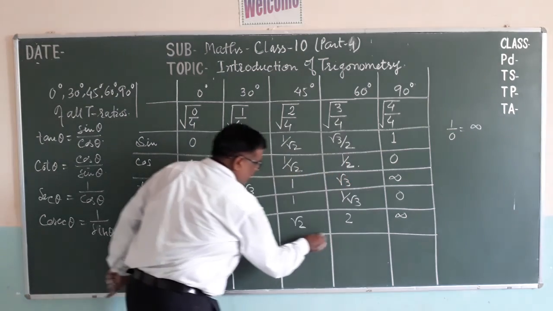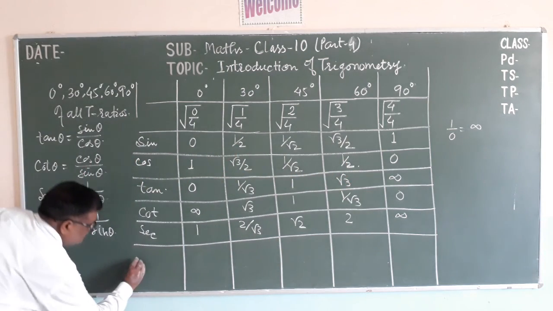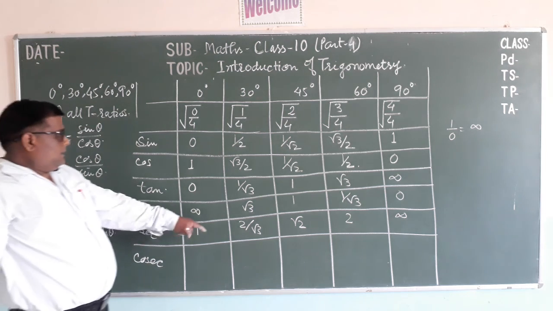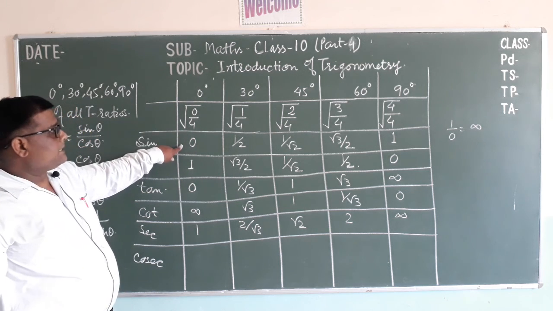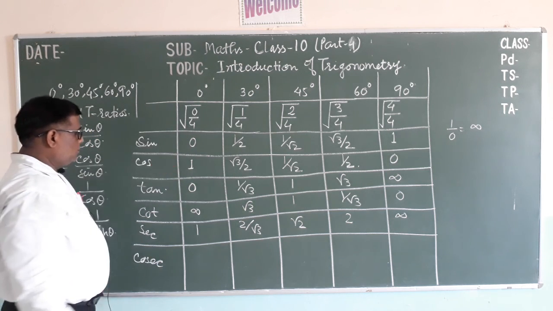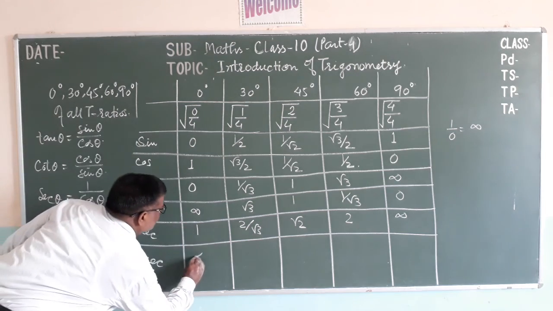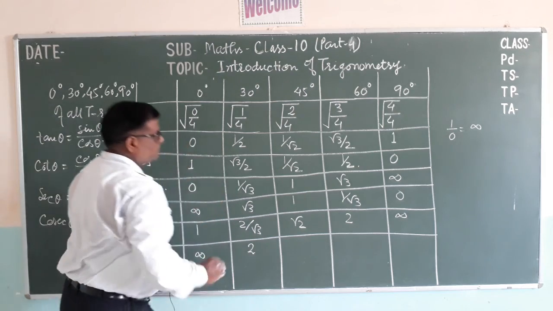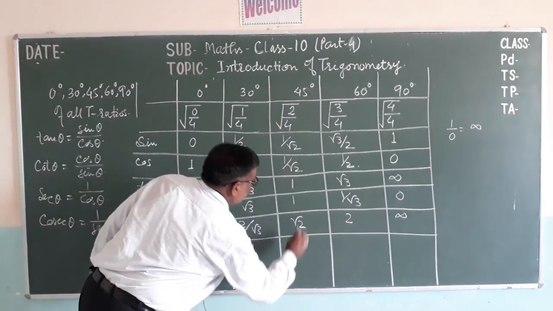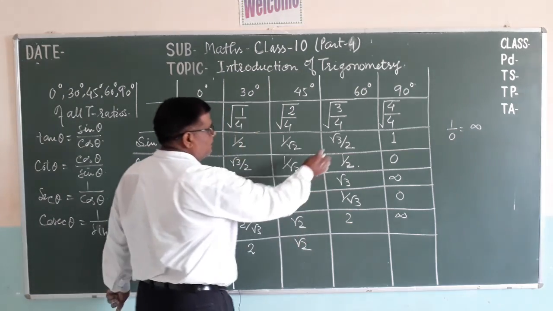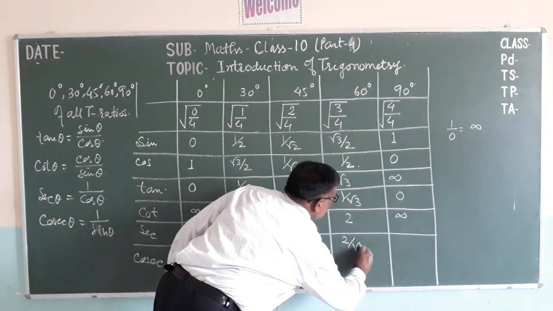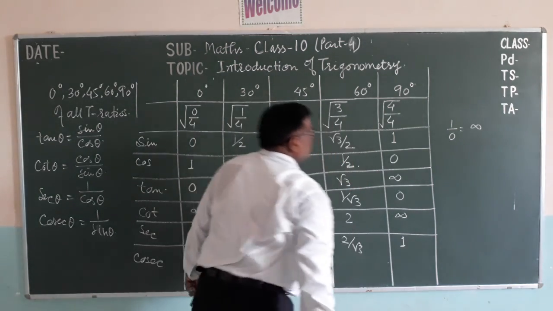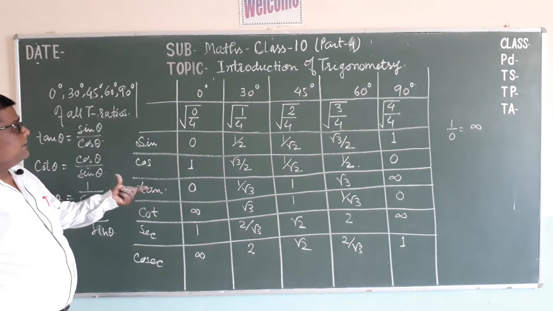And then at last we have to find the values of cosec, the reciprocal of sine. The reciprocal of 0 is 1 by 0, infinite, the reciprocal of 1 by 2 is 2, then root 2, then 2 by root 3, and the reciprocal of 1 is also 1. This is a very easy table.